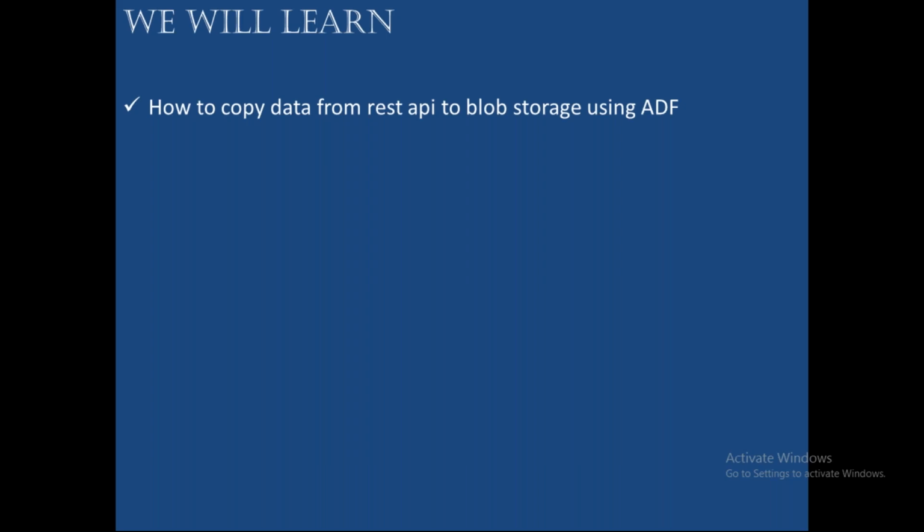Once we have data in the blob storage, I will immediately run my Databricks notebook activity. That Databricks notebook activity is going to read data from blob storage and process it. Once it processes this data, it will write my output or processed data into another folder in the same storage.